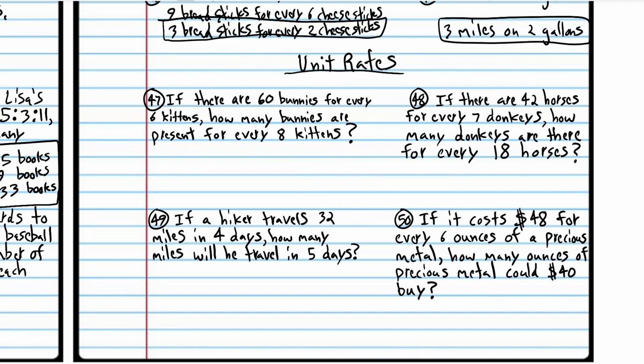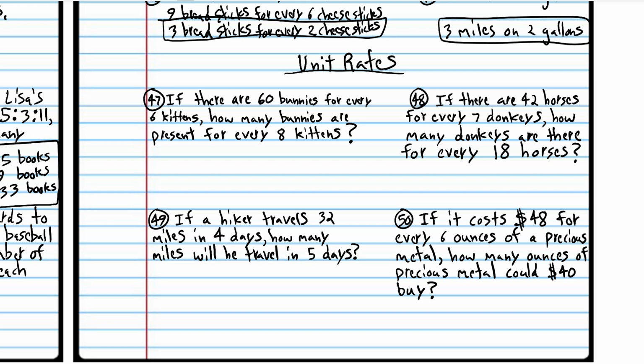On number 47, we're going to have to find the unit rate. These are 2-step problems. We're going to have to find the unit rate first, and then we're going to use the unit rate to solve the problem. The reason that unit rates are important is because they make things easy for us when it comes to solving problems. So let's read the problem. If there are 60 bunnies for every 6 kittens, how many bunnies are present for every 8 kittens?